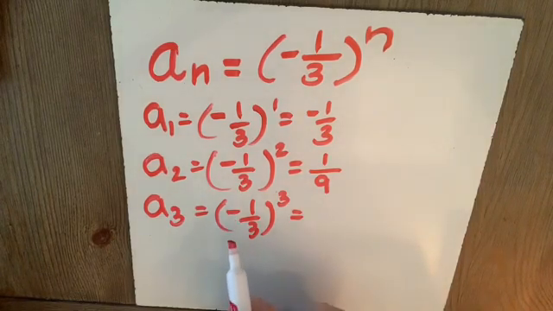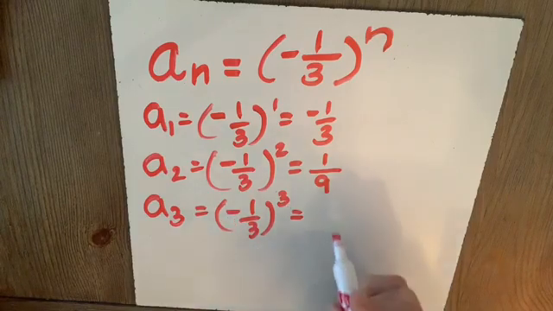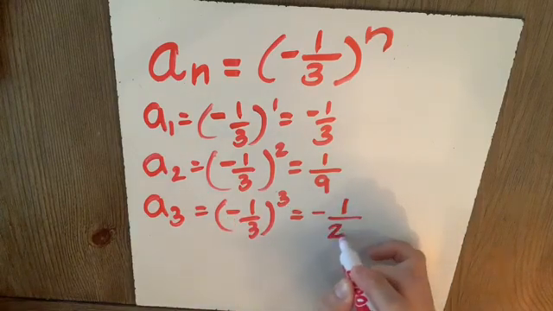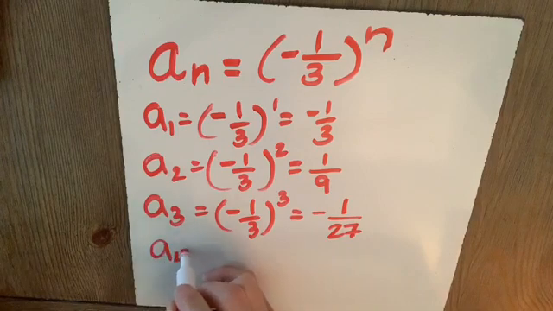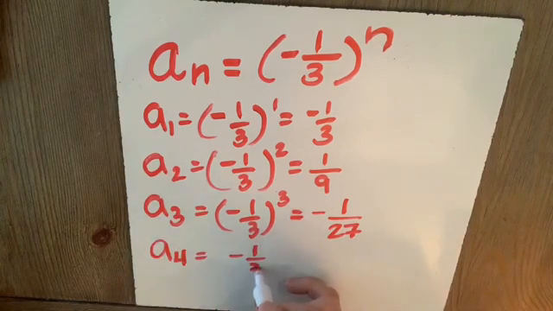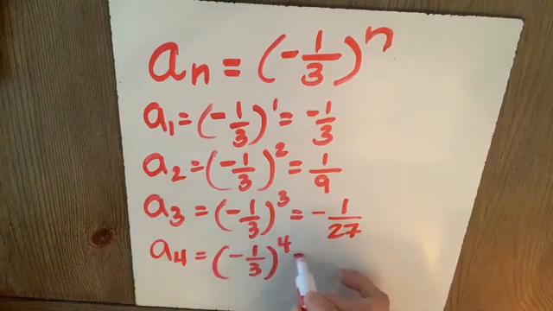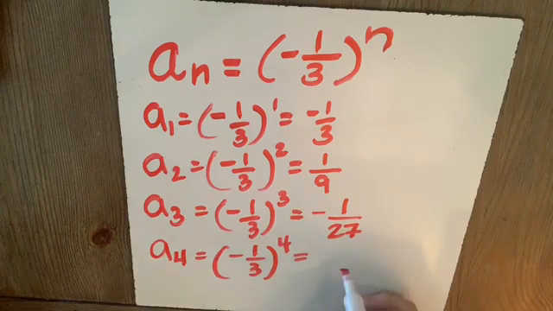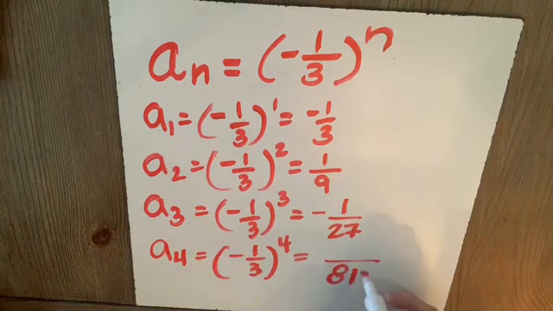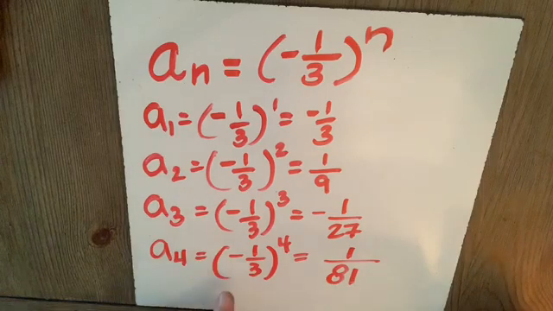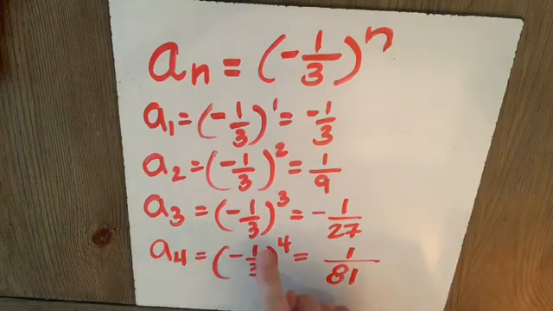A negative times a negative times a negative, or we could say a negative to an odd power, is going to be negative. A4, the fourth term, would be negative 1/3 to the fourth power. Well, that's 3 times 3 times 3 times 3, which is 81, and 1 times 1 times 1 times 1. Notice a negative to an even power is going to be positive, provided that's inside of the parentheses there.